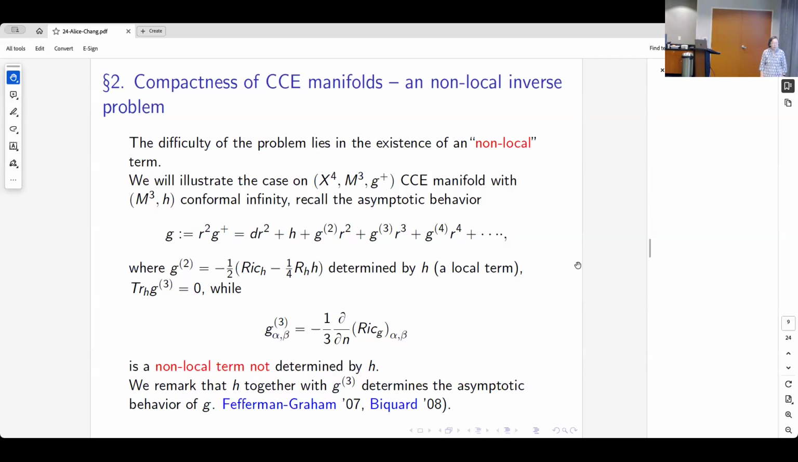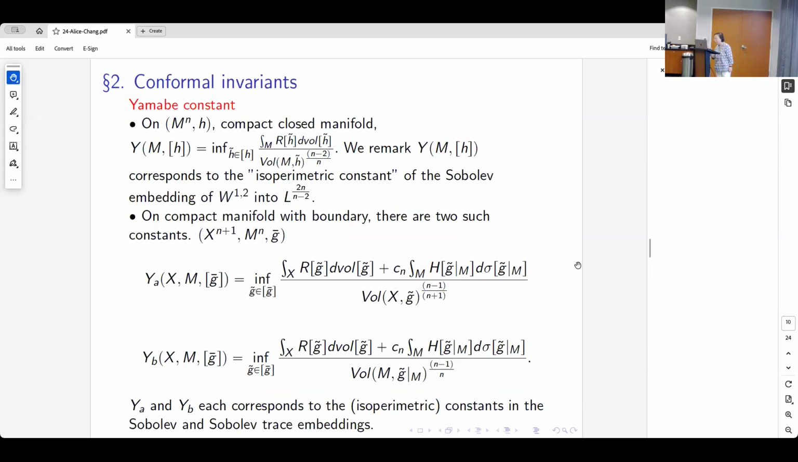So g_3 and h altogether decide g. But on the other hand, this g_3 is not decided by h. So our question is really: suppose I know h already allows a CCE filling in, what control do you have about g_3? What's the behavior of this non-local quantity controlled by this boundary information? Suppose you already know there is a specific structure inside.